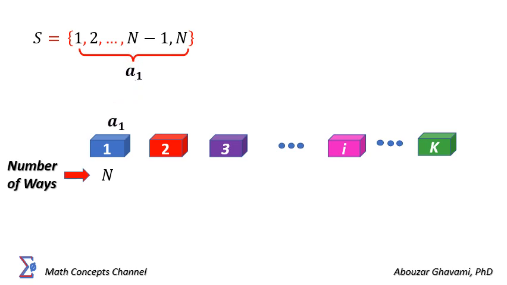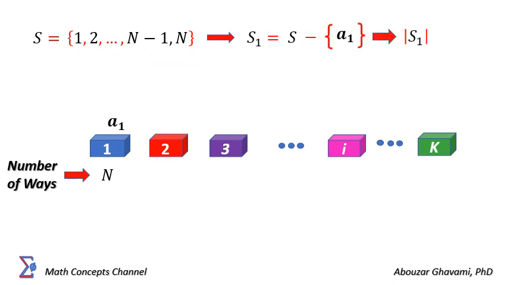Let's pick up an arbitrary object from S and put it in the first place. Let's call this object A1. As we chose A1 to put in the first place, we can't put A1 in other places. Let S1 denote the set of all n objects except A1. The number of objects in S1 is n-1. Now we have n-1 options to select one of the objects in S1 and put it into the second place.